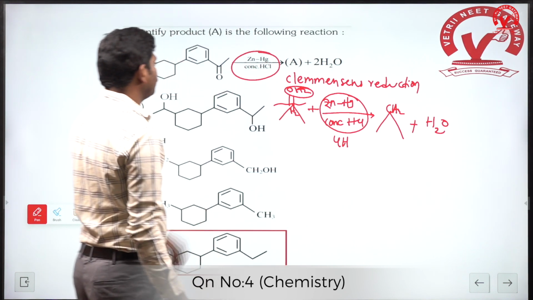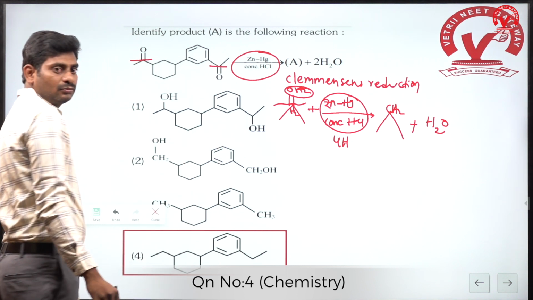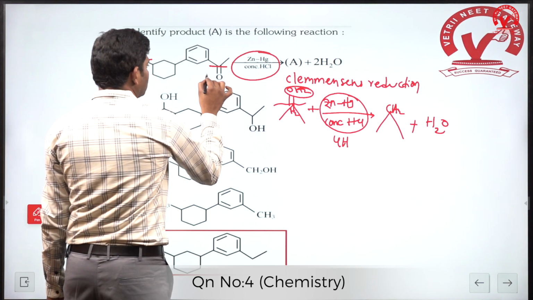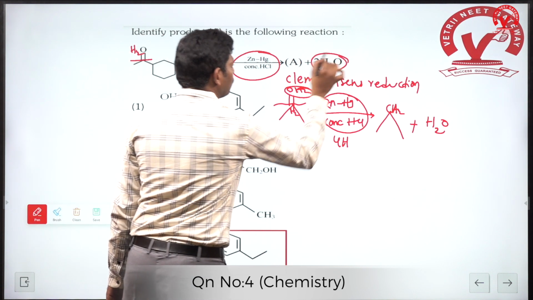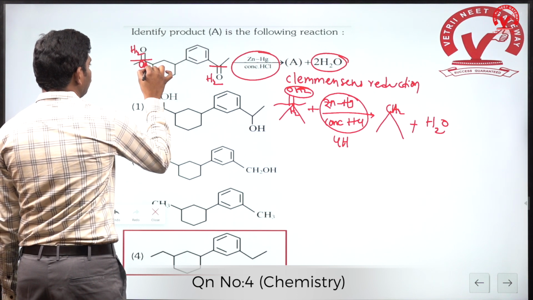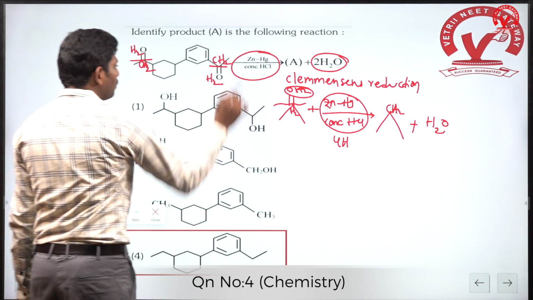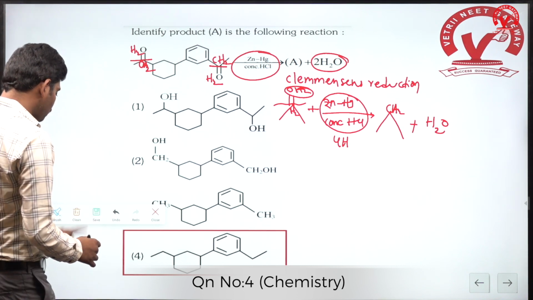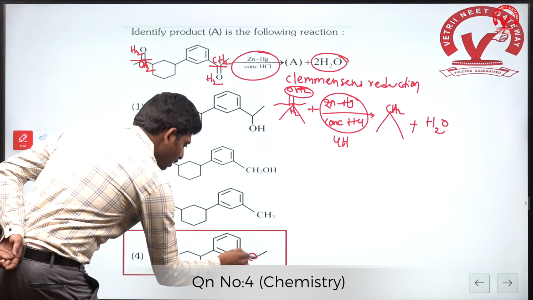If you observe this question, here 2 CO groups are there. So these 2 CO groups are eliminated as H2, here also H2. So 2 water molecules are eliminated. Then here CH2 will come and here also CH2. So CH2 will come at these 2 positions. So we will check the fourth option. Here CH2 will form, CH2 will form.